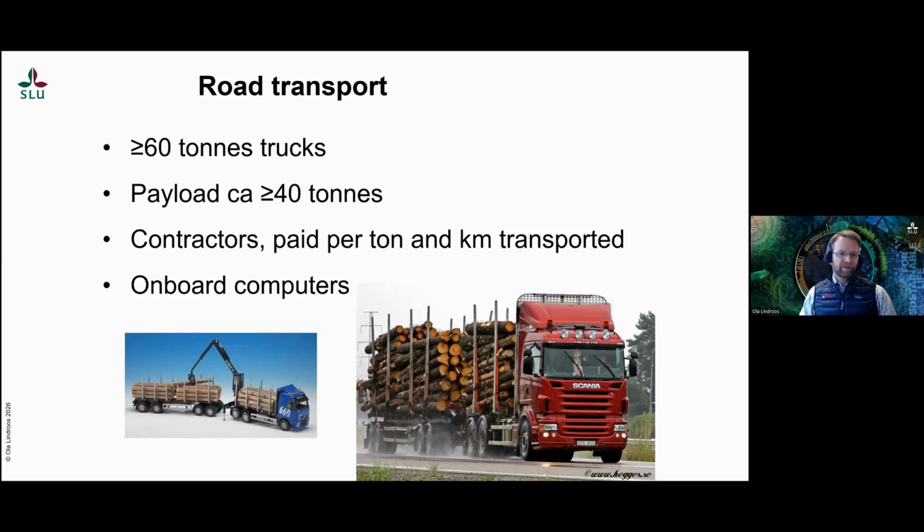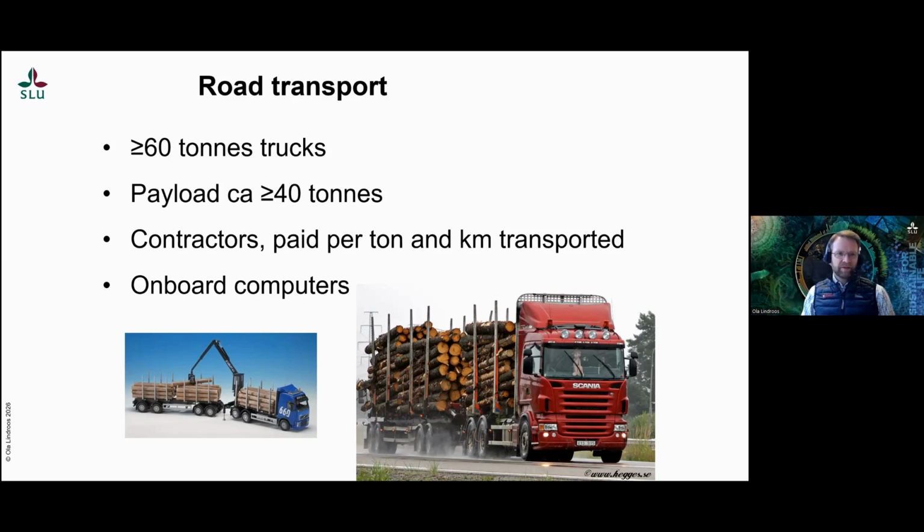You can also see that many of the trucks have cranes, so they can load themselves. They go to the forest and they load themselves, and then they go to the industry and it's unloaded there. And they also have computers on board, not as advanced as the harvesters, for instance, but they have onboard computers for the management of the wood flow and the information of where to go and those kinds of things.